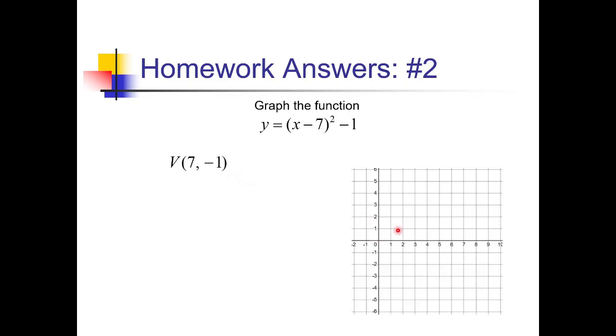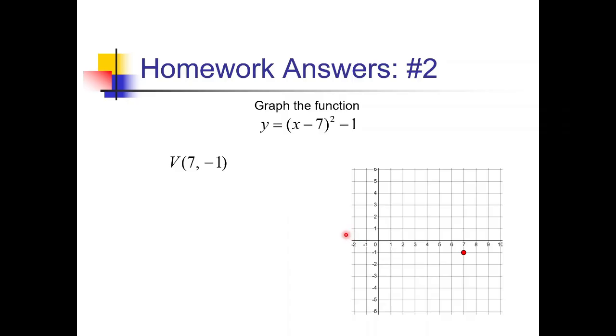To graph this function, since it's in intercept form, or not intercept form, it's in vertex form, I'm just going to get the vertex right out of this. This -7 inside gives me a +7 for the x value. The -1 outside is a -1 for the y value. So 7, comma, -1 for this one. Let me put that on a graph. So we're going over 7, down 1 right there.